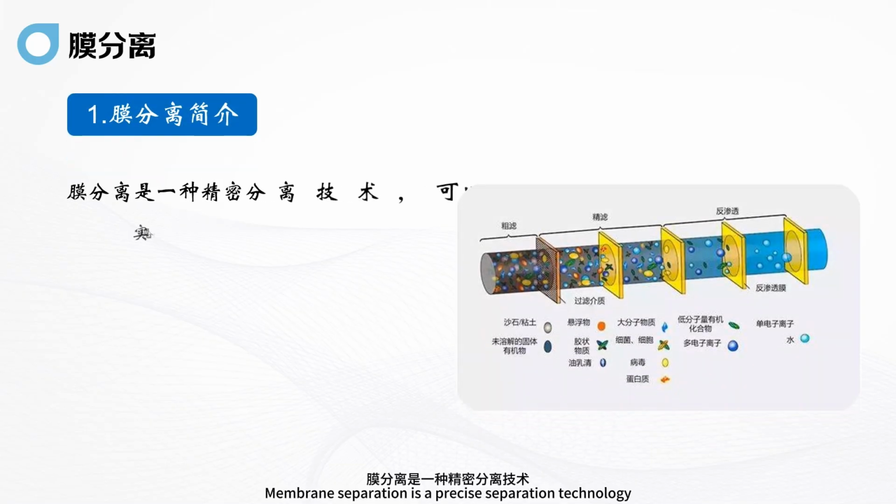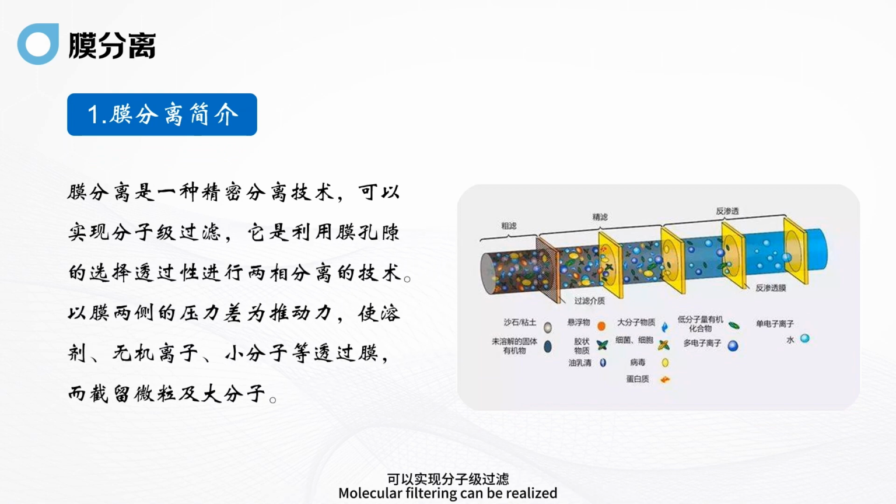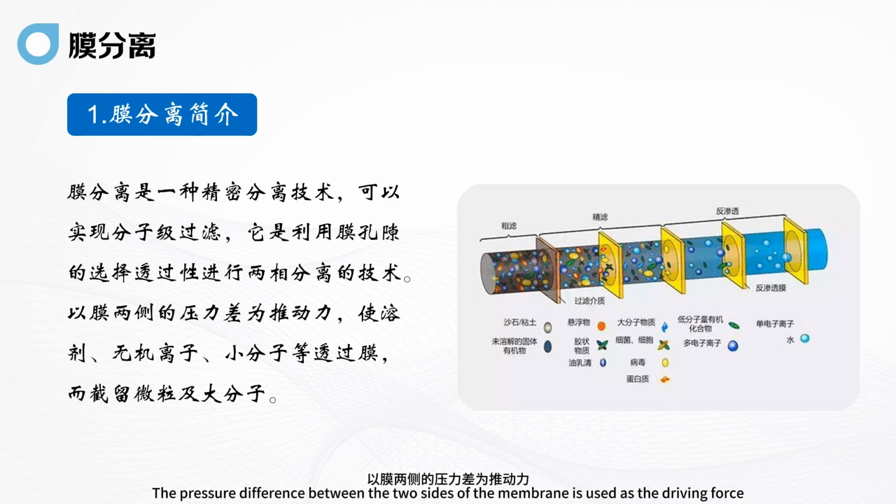Membrane separation is a precise separation technology. Molecular filtering can be realized. It takes advantage of the selective permeability of membrane pores. It is a technology for two-phase separation. The pressure difference between the two sides of the membrane is used as the driving force, permeating solvents, inorganic ions, small molecules, etc. through the membrane, while intercepting particles and macromolecules.